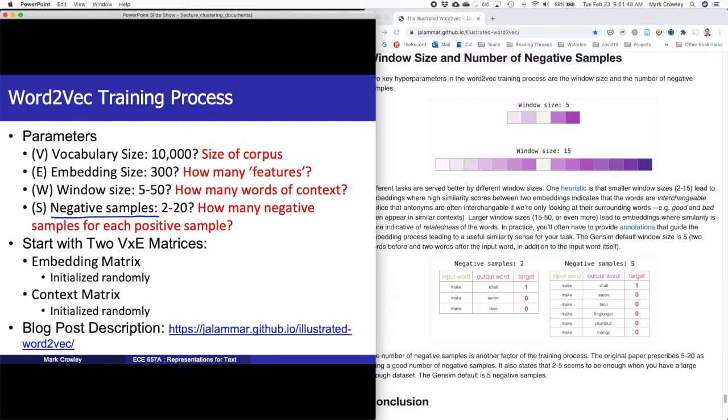And negative samples, people have found that actually a very small number is still effective, but originally people were using 10 or 20 negative samples at a time.